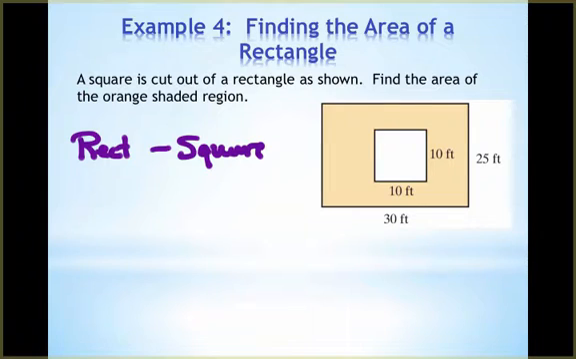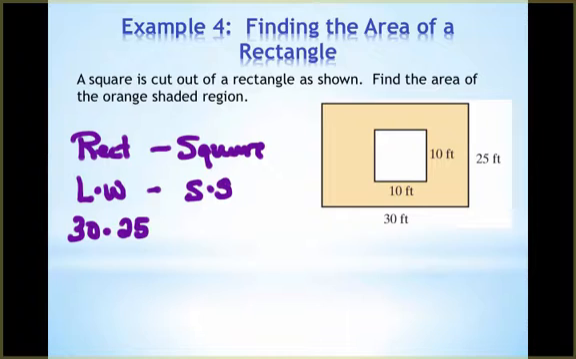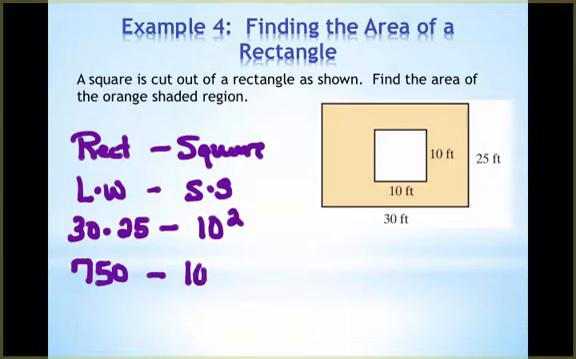Well, my formula for a rectangle is length times width. And the square is side times side, or side squared. So the length is 30 times the width, 25, minus 10 times 10, or 10 squared. 30 times 25 gives me 750, and 10 times 10, or 10 squared, is 100. So when I subtract, I get 650 square feet.